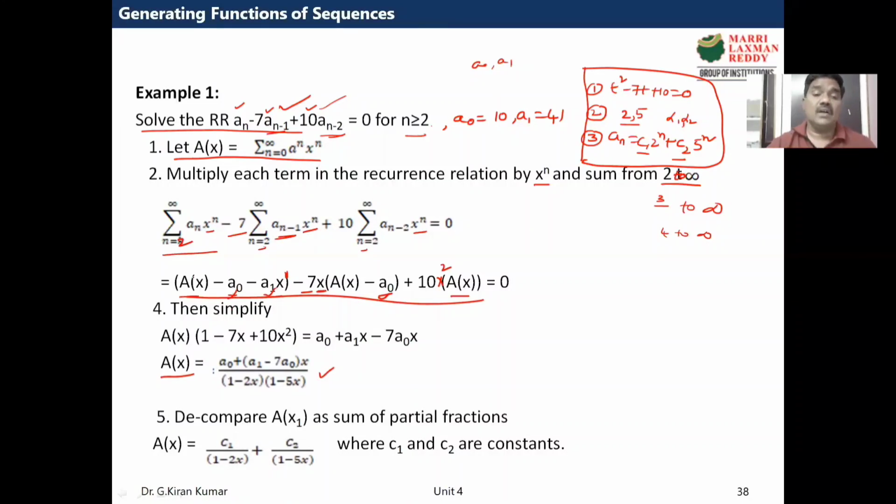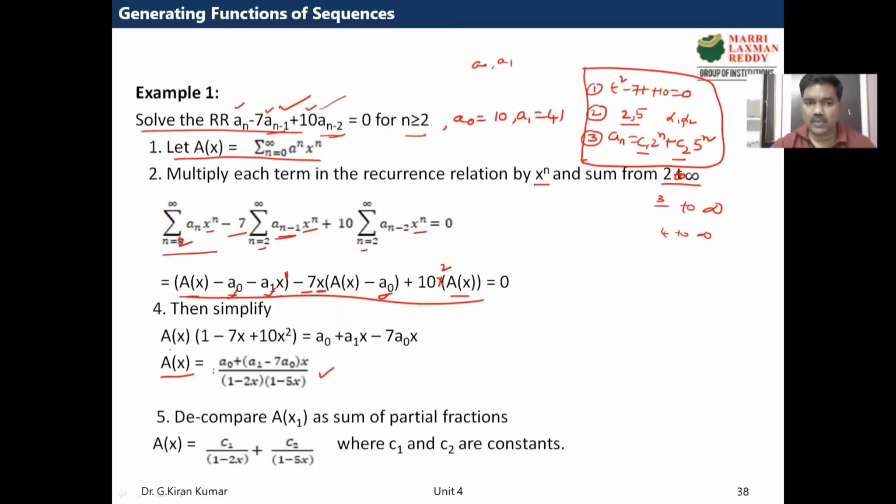Is it fine, or you want to do this, or you want me to do that? Is it fine? Yes. Can you do this simplification?